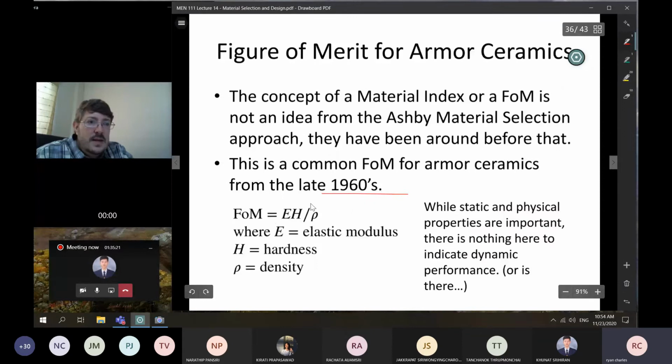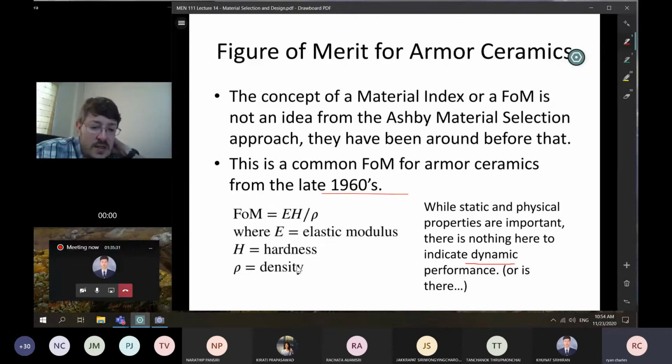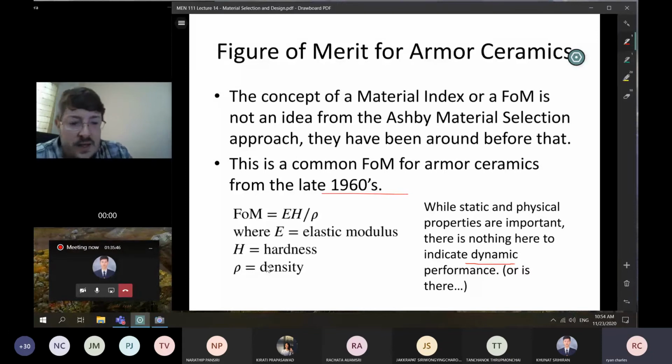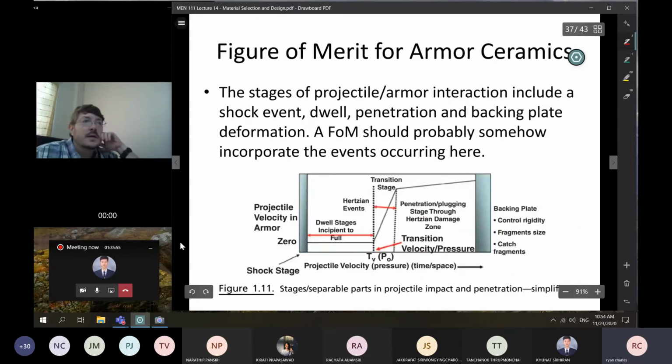this doesn't have anything dynamic. These are not dynamic properties, right? Armor works in a dynamic regime, and these are all static properties, right? So people in dynamic problems like to link to static, and that becomes an issue. Can you do that? And so people also research that, right? There are lots of different research fronts here.